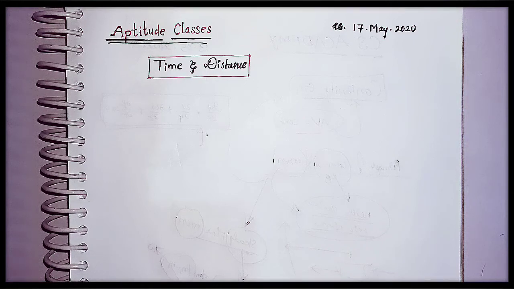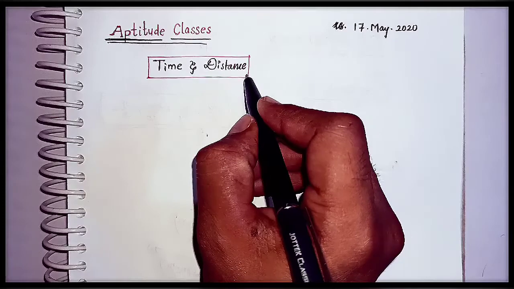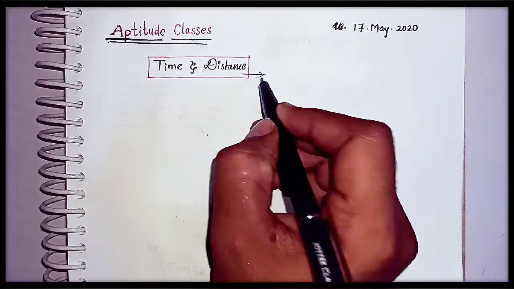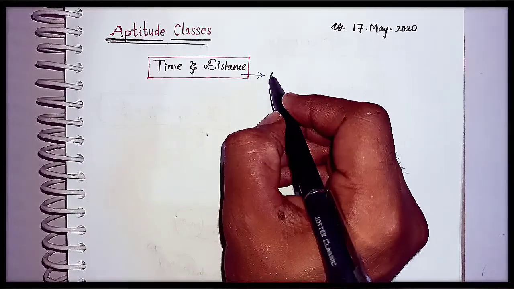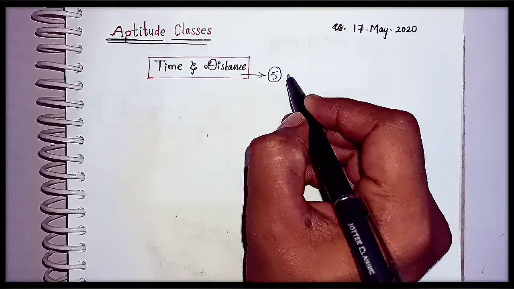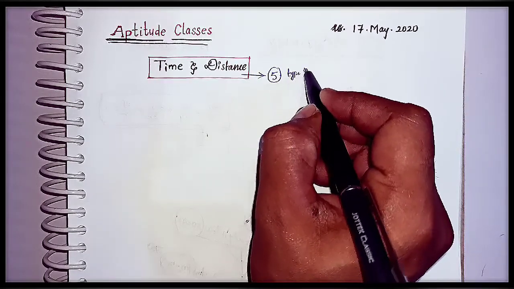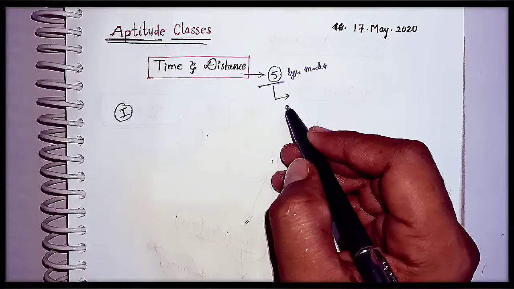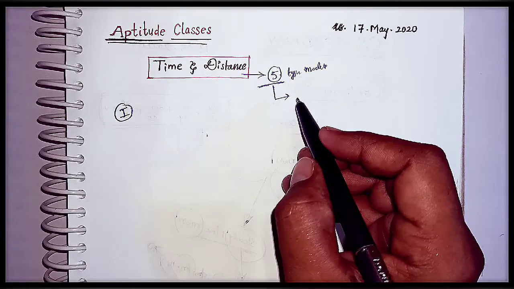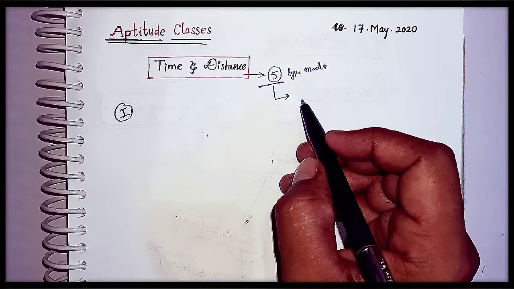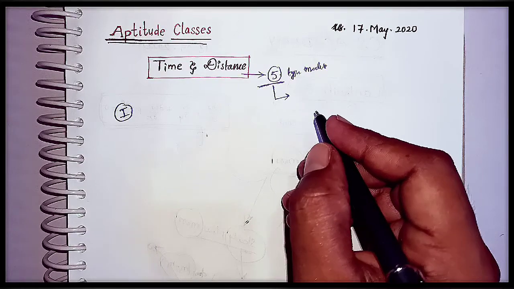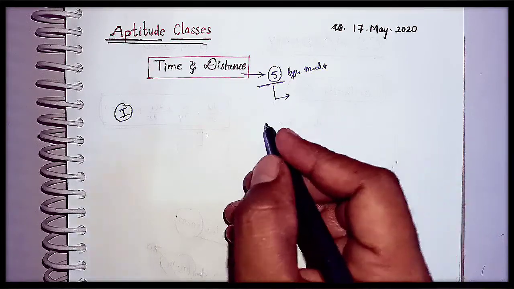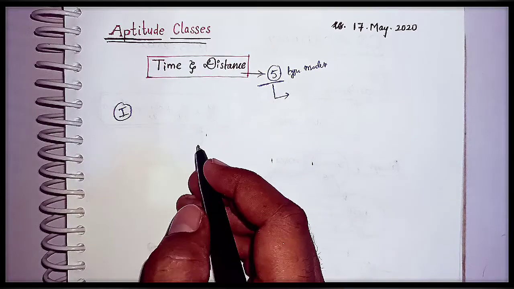If you see in this time and distance, I divided this topic into a total of 5 categories. That means 5 types of models. And out of these 5 models, for each model I will provide one video with the best techniques of solving the aptitude time and distance questions. Let's start the session with the first model.